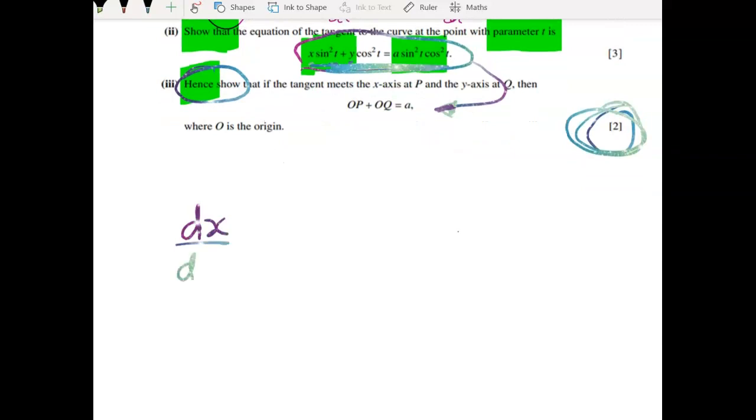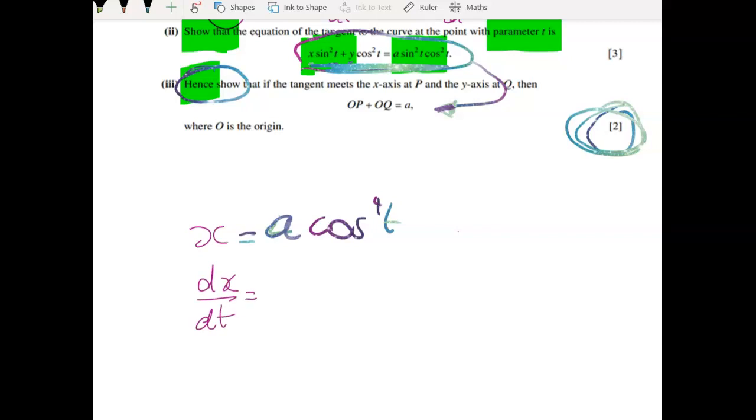So we've got dx by dt is equal to a times cos to the power of 4t. No, we haven't. That's what x is. Okay, try again. So x is equal to that. And for dx by dt, I have to use the chain rule. So we're going to have 4a cos to the power of 3t. Now I have to times by the derivative of the inside function, which is negative sine t.